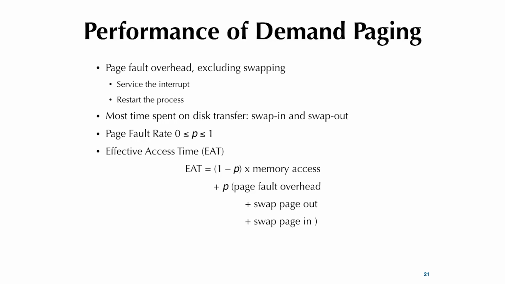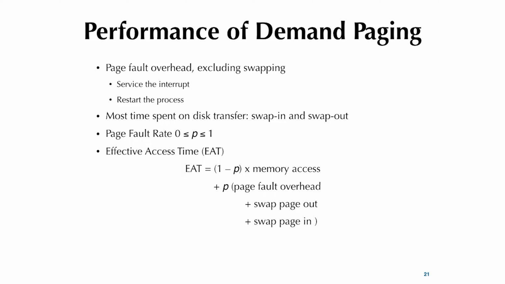Okay. So, performance of demand paging. Well, there are different costs. There's servicing the interrupt, as you can imagine, and restarting the process. That's a lot like resuming, but that can actually take a while depending on how complex your instruction may be. But most of the time is really the transfer between disk and memory. Okay, so the swap in, swap out cost. And here they use a variable p to denote the page fault rate. And the rate, of course, is between 0 and 1.